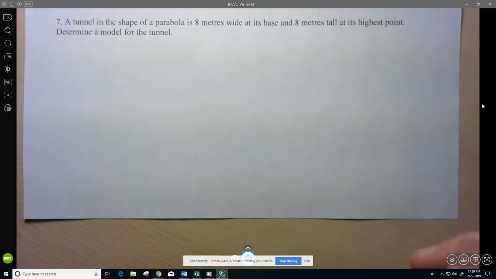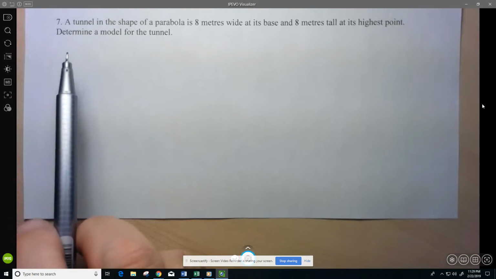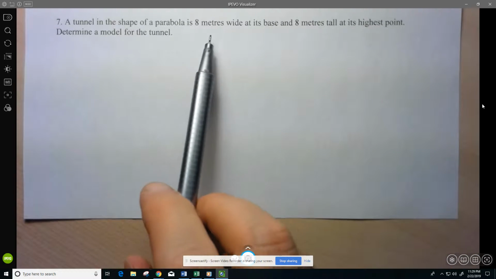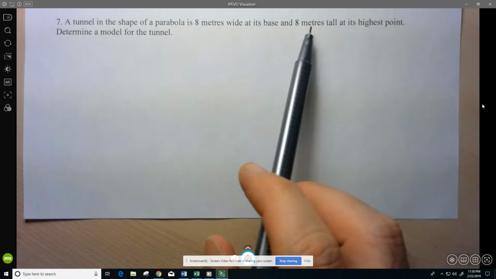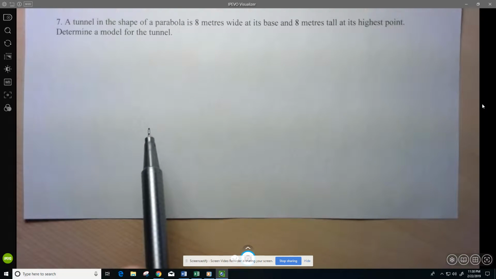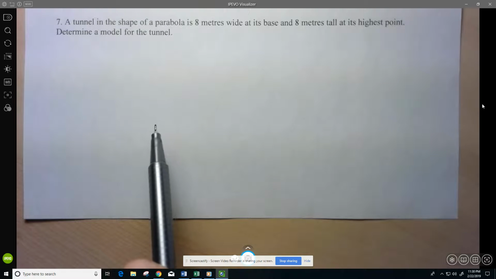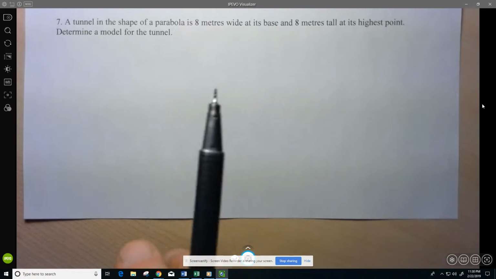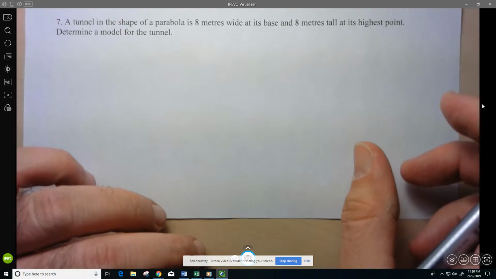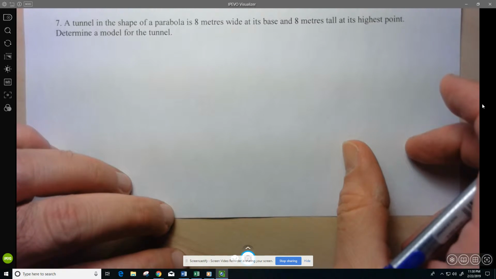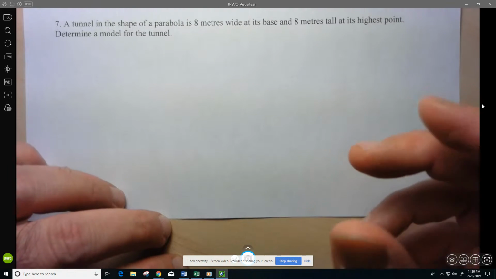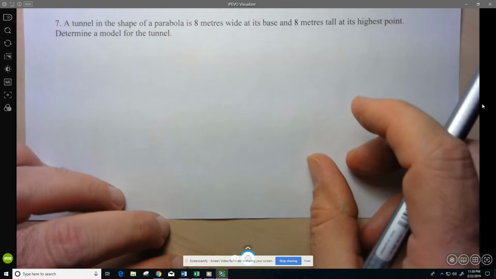Hi folks, we're going to take a look at this last question from the previous lesson. Here they tell us that we have a tunnel in the shape of a parabola that's 8 meters wide at the base and 8 meters tall at its highest point. And it says determine a model for the tunnel. So as before, we'd like ideally an analytical model, in other words, an equation, but I'm going to use a diagram to help me come up with an equation.